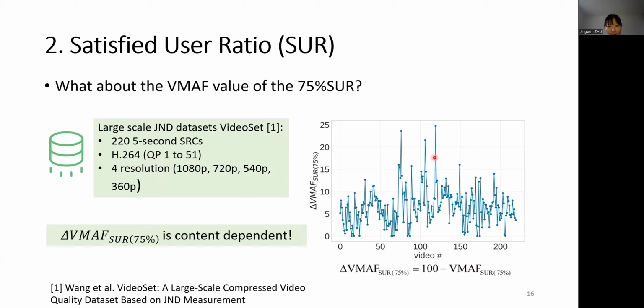For example, there are some videos where the delta VMAF almost equals 25, which means the VMAF of these videos is around 75, and only 25% of the population can detect the distortion. And there are some other videos where the delta VMAF is almost 0, which means their VMAF scores are 99.9, and already 25% of the population detect the distortion.